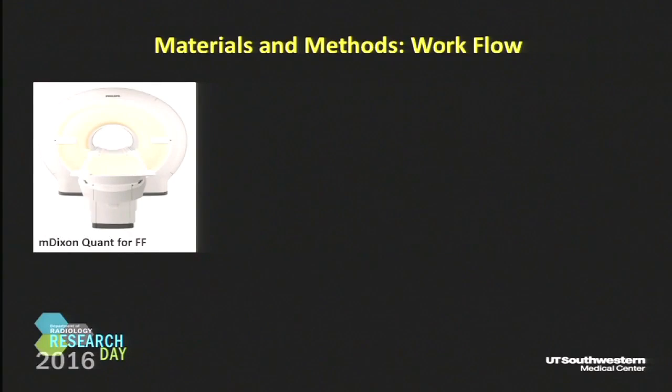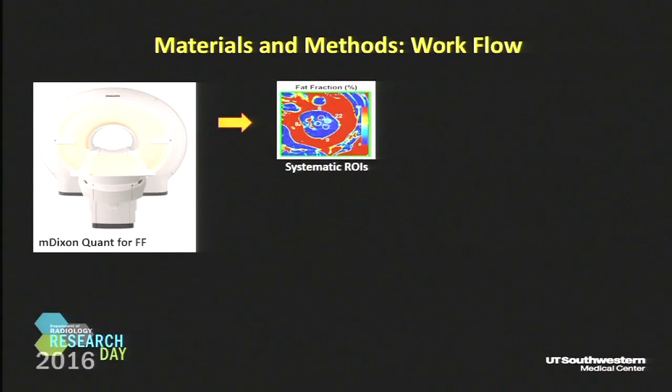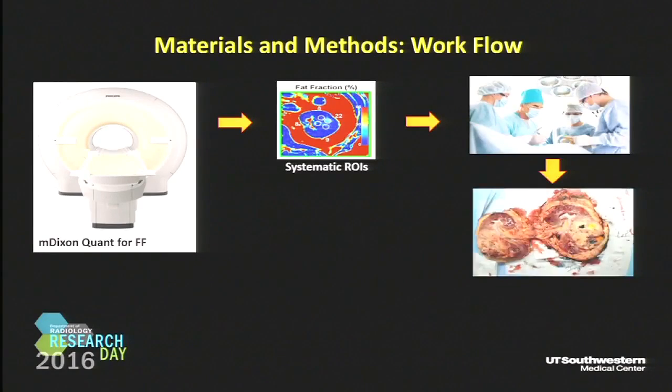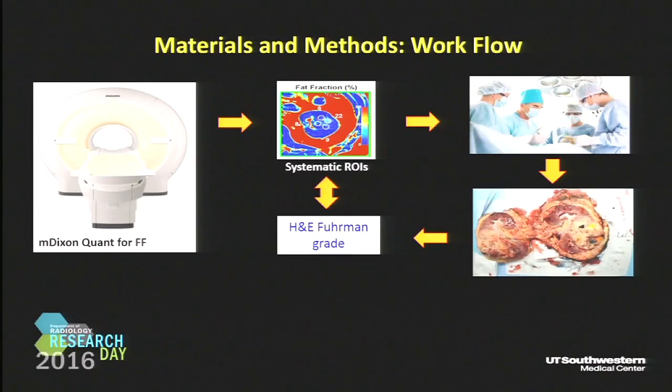This is the general workflow of our study. So the patient underwent MR imaging, including an mDixon acquisition for fat fraction quantification. A systematic ROI analysis was performed to measure the fat fraction for each tumor. The patient then underwent surgery to remove the tumor. Each tumor was classified based on Fuhrman grade, and we studied the correlation between fat fraction and Fuhrman grade.